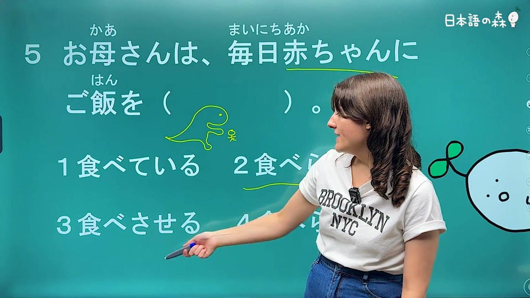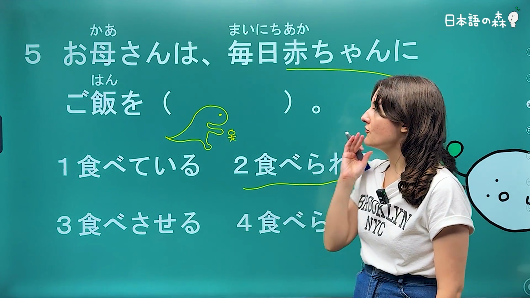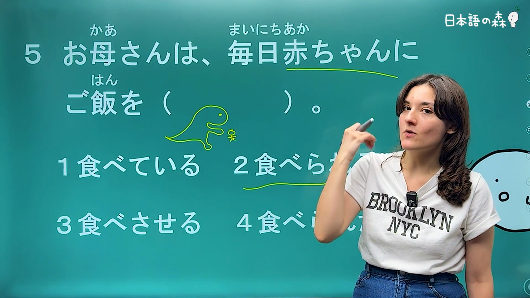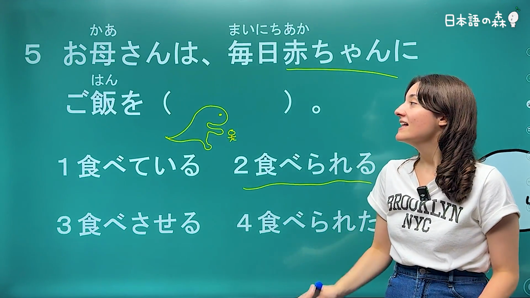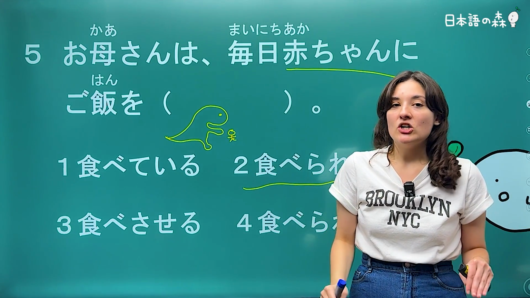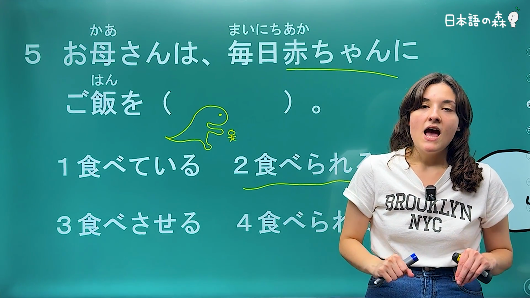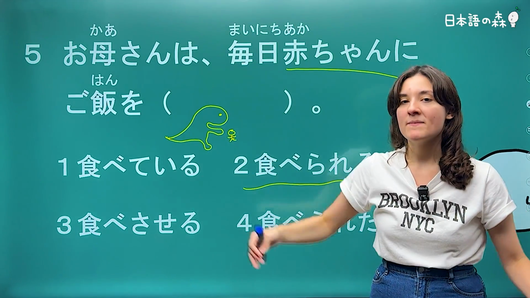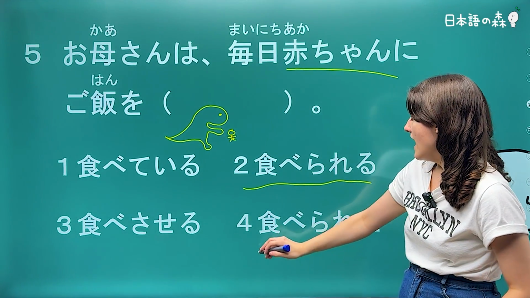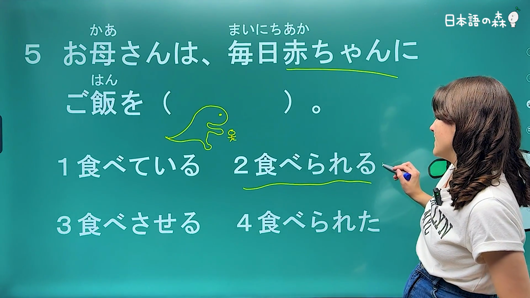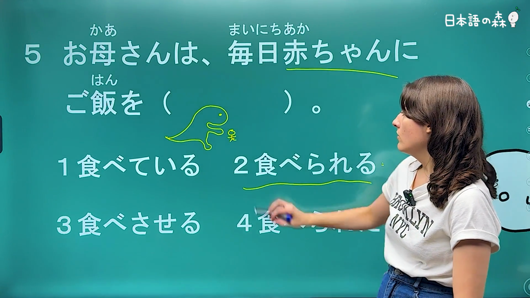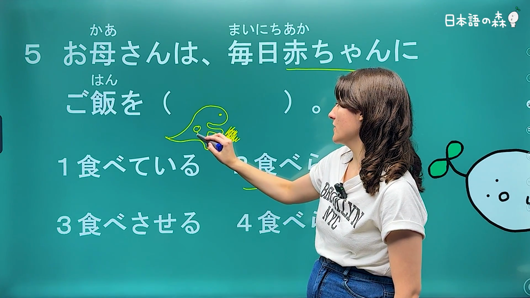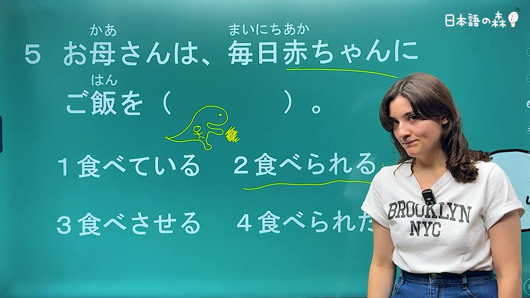Then we have 食べさせる. This means to feed someone, like to make them eat, right? Or it can mean like to give them permission to eat. Let's say you're all sitting down to a meal and you're waiting for everybody and then somebody's like, oh please, go ahead, don't wait. It's like they gave you permission to start eating. And then 食べられた, this is the same thing that we have here except it's the past tense. So now I was eaten by the dinosaur. It's me in his belly.